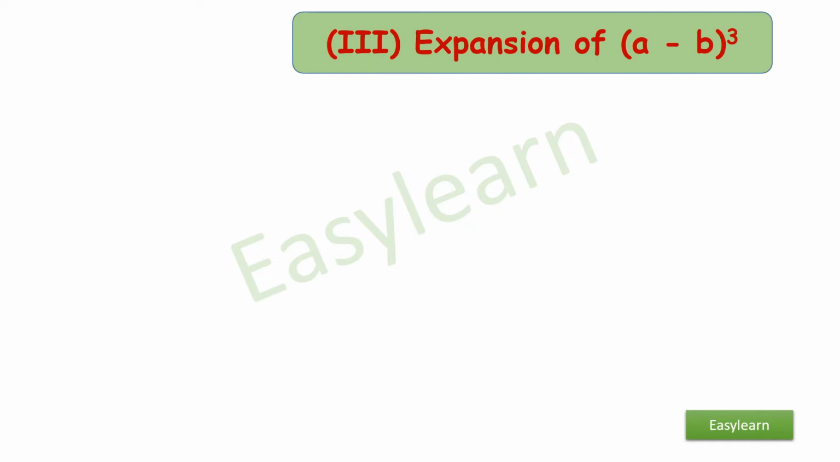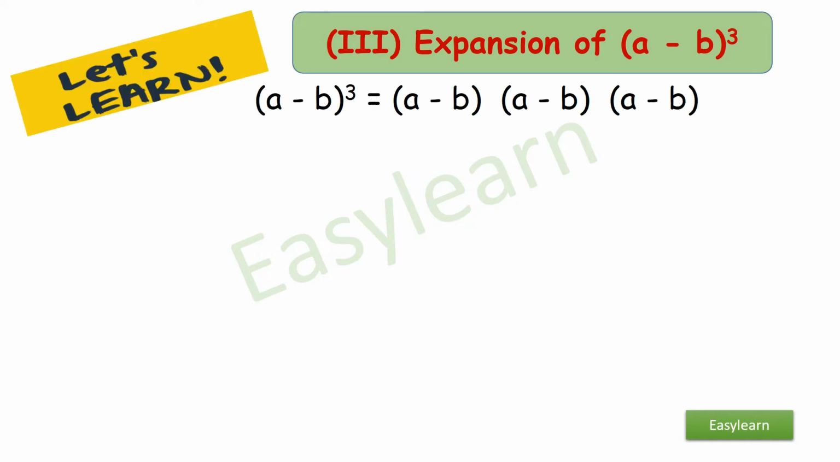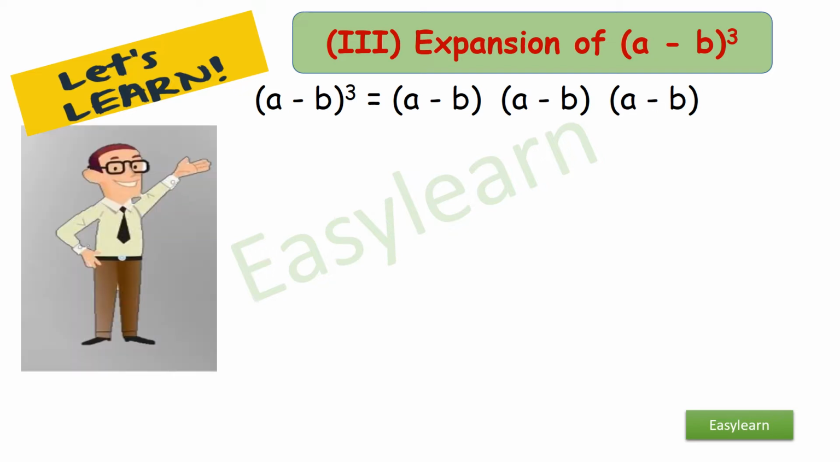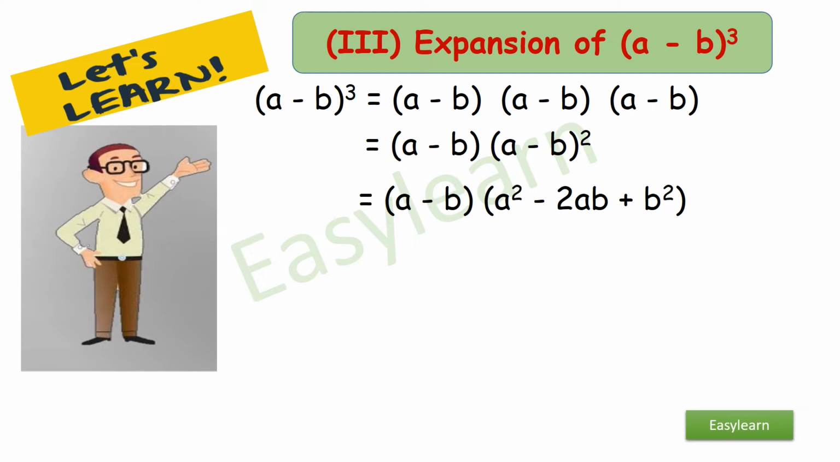Now the expansion of a minus b the whole cube. So a minus b the whole cube, I can even write it as a minus b into a minus b into a minus b, which can even be written as a minus b into a minus b the whole square. Now a minus b the whole square formula is a square minus 2ab plus b square. Then let's open the brackets.